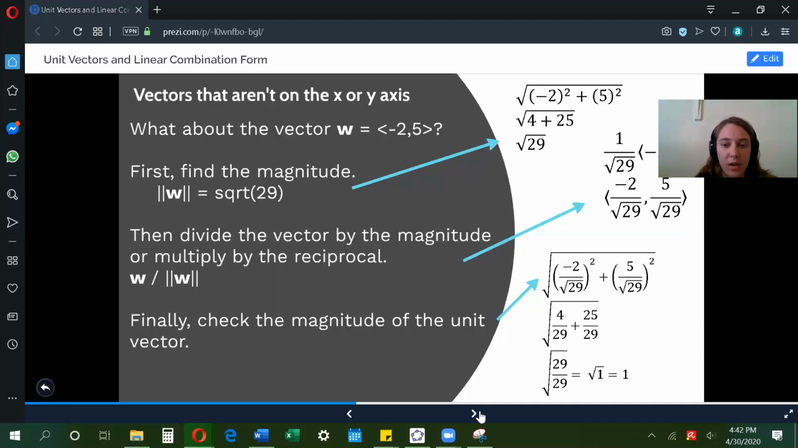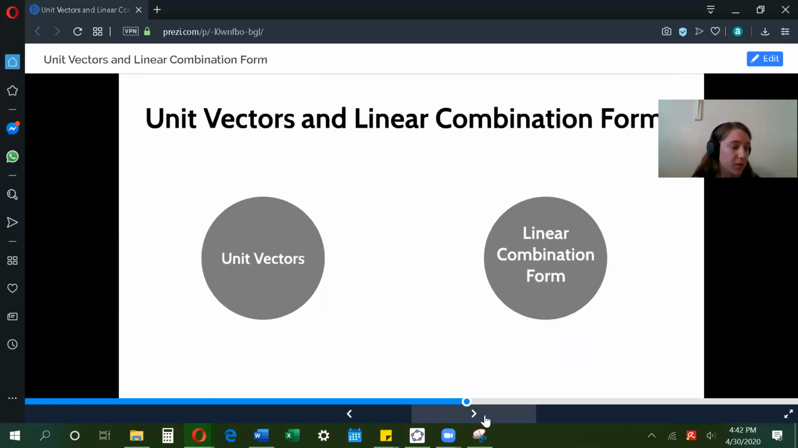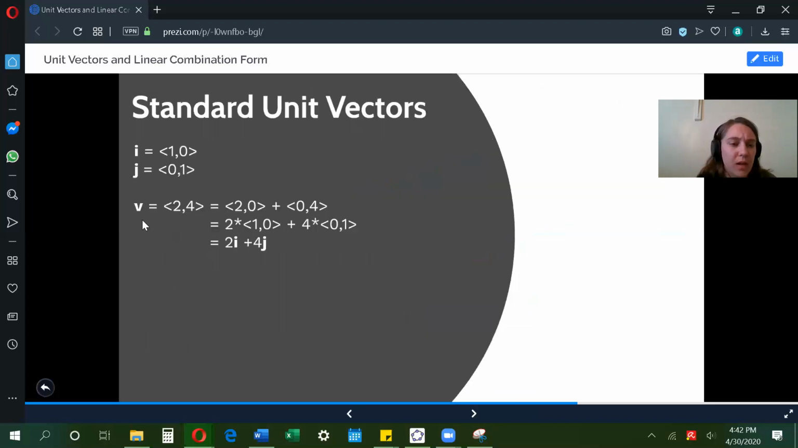Next, we're going to be talking about linear combination form. So the form you are used to is component form, and that's written as 5, negative 6. Linear combination form looks like this down here, and we'll get to that in a little bit. So there are 2 standard unit vectors. They are i and j. This i is not to be confused with the square root of negative 1. This i is bolded in your text, so it is different.